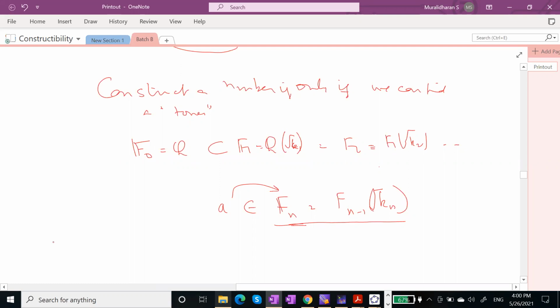Suppose we can prove that the cube root of 2 is not in Fn for any choice of n and for any choice of k1, k2, up to kn, then we are done. Then we would have proved that the cube root of 2 is not constructible. So yes, the cube cannot be doubled, right?